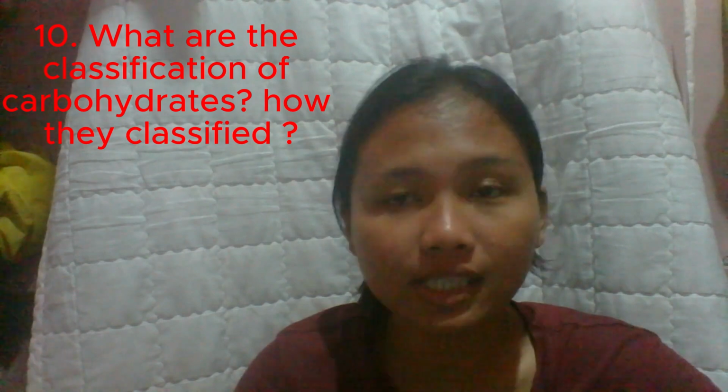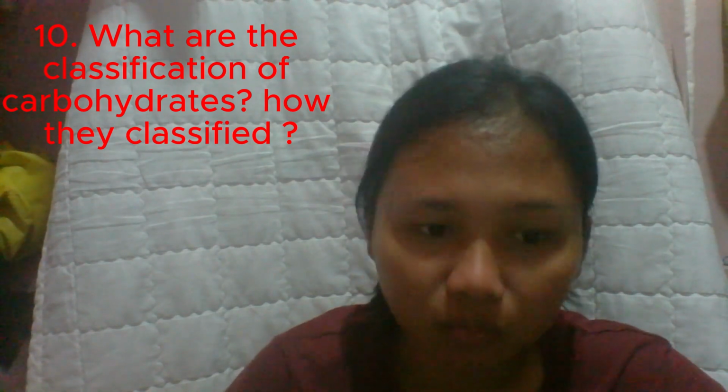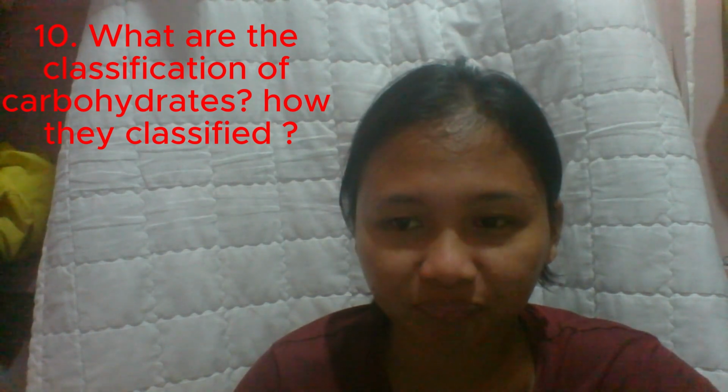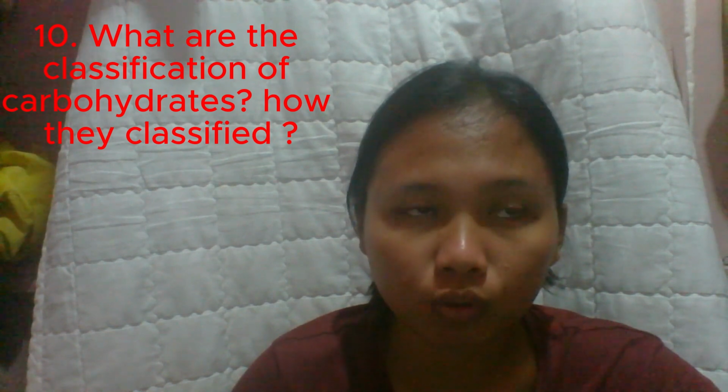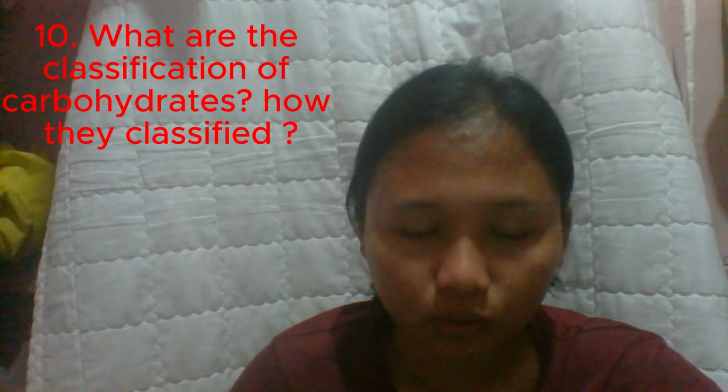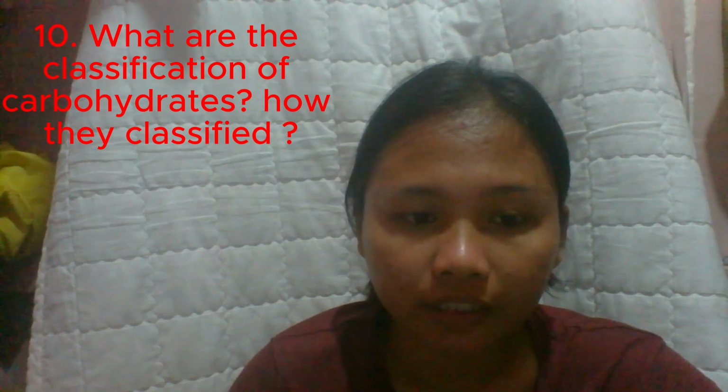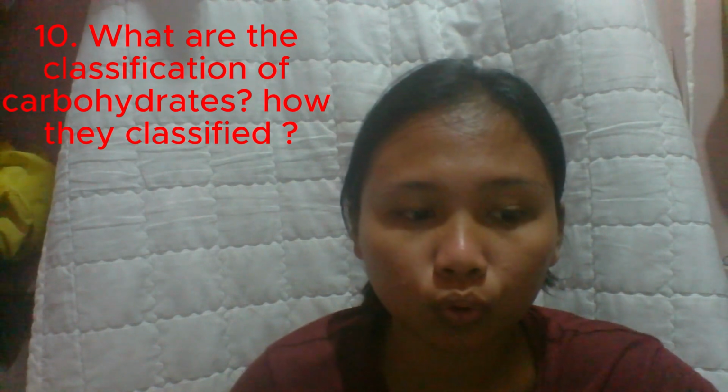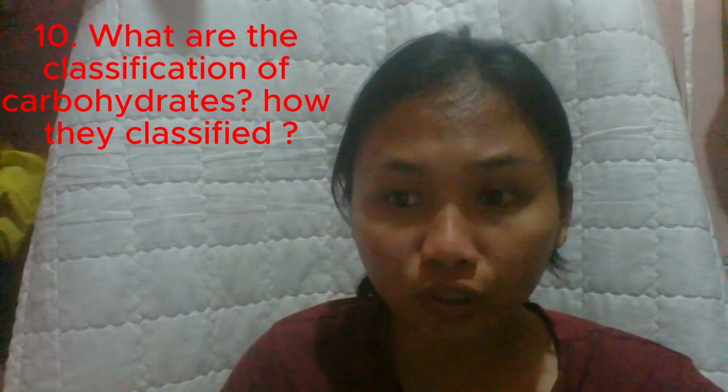And the third is polysaccharides. A polysaccharide is a complex carbohydrate made up of many monosaccharide units linked together. They can be further classified into four types.